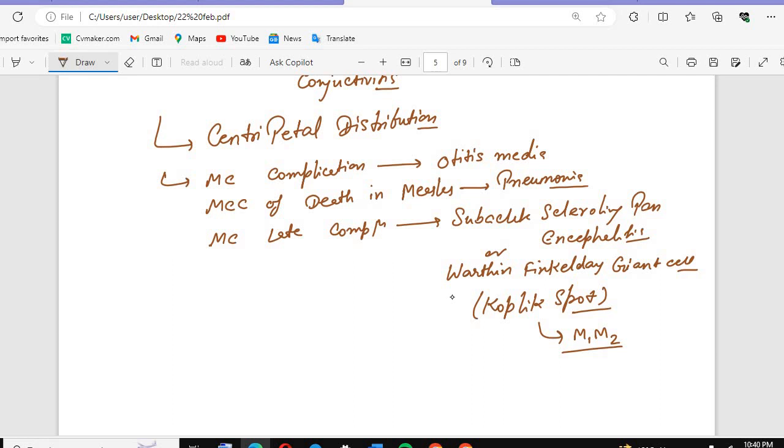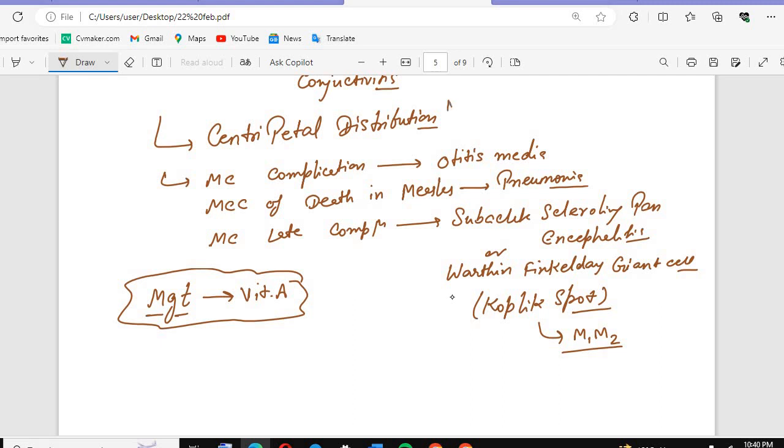The most common complication is otitis media. The most common cause of death in measles is pneumonia. The most common late complication is subacute sclerosing panencephalitis. And management, I hope you understand, the management for measles is vitamin A.